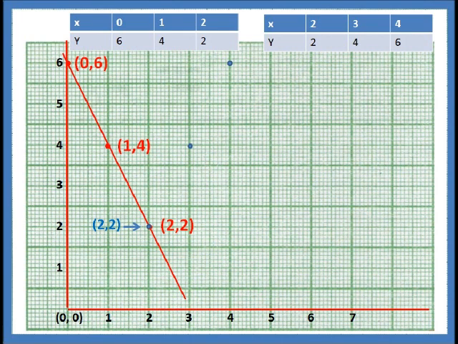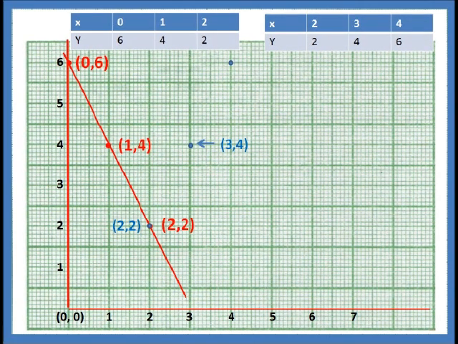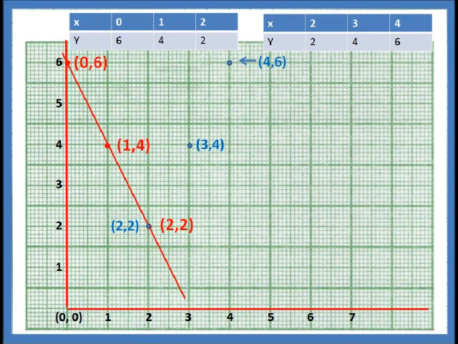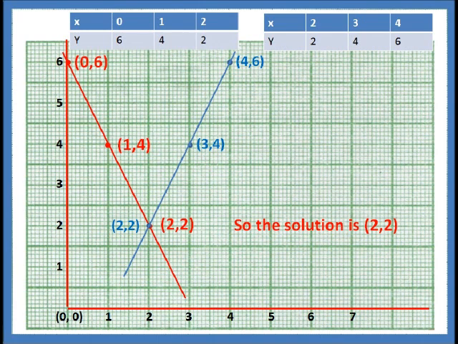Now mark all the three sets of values from the second table. So this is the first point, 2, 2. This is the second point, 3, 4. This is the third point from the second table, 4, 6. Now join all the three sets of values, that means the three points, by a straight line. So we find that both lines are intersecting at 2, 2. So the solution is 2, 2.